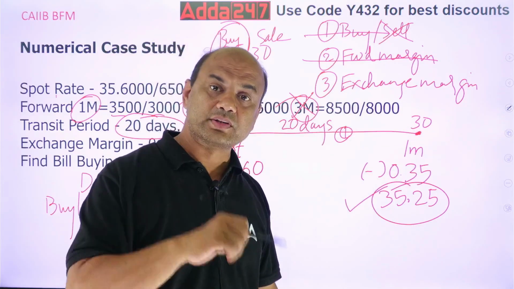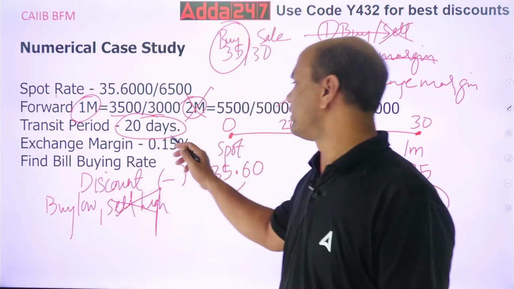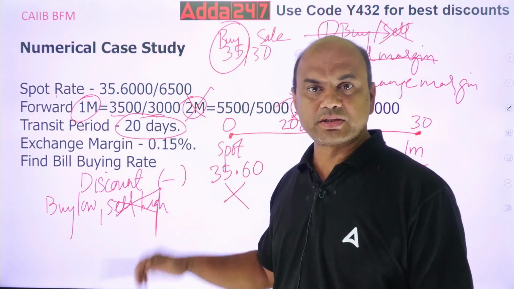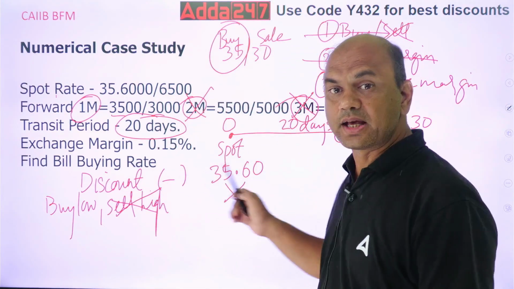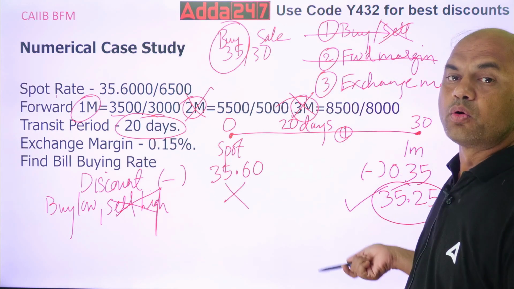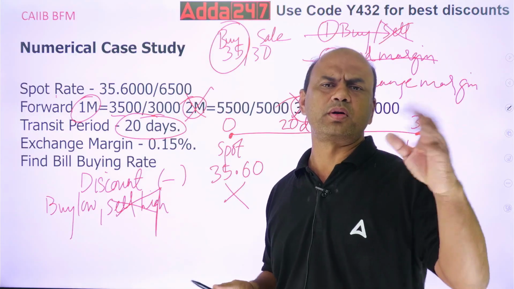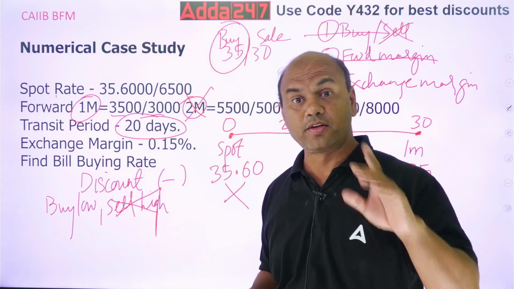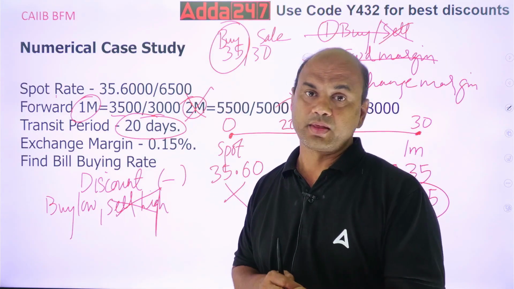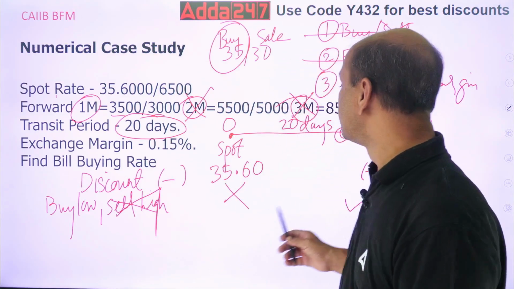Now focus on the exchange margin. What is the exchange margin? 0.15%. This exchange margin you will always have to calculate on the last rate, whatever you have got. Only if the problem says to calculate it on spot rate, then calculate it on the spot rate. Otherwise don't. Okay? So, solve this now.